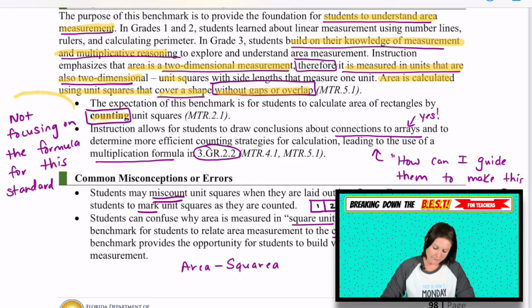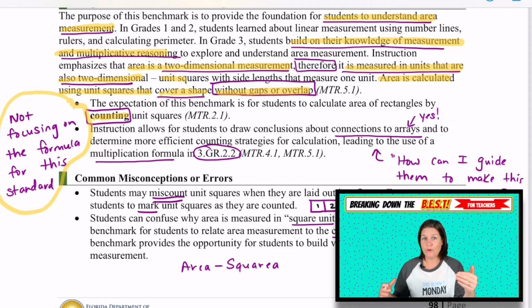Again, we are not focusing on the formula in the standard, but if they discover it, if they make that realization and that aha, that is awesome, and go with that. If they are creating the formula, that is so much more powerful than being told the formula. So our goal is to get them to make that connection themselves.